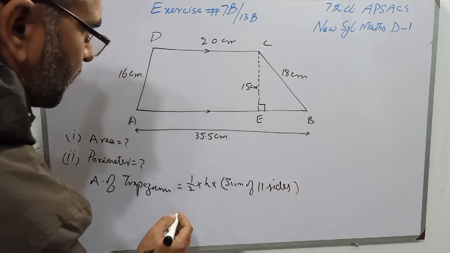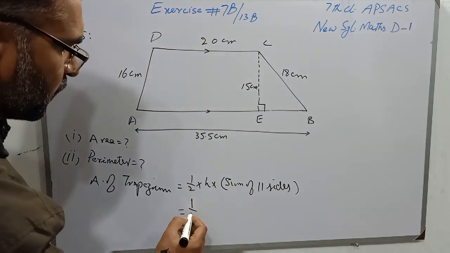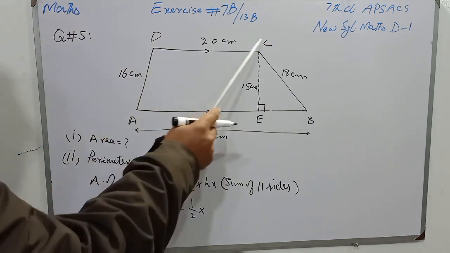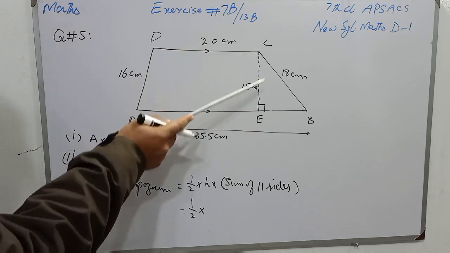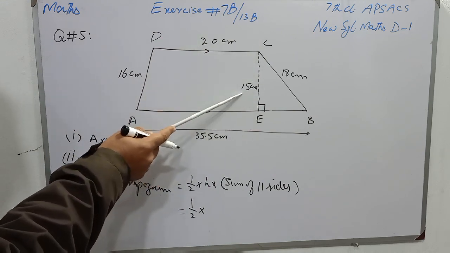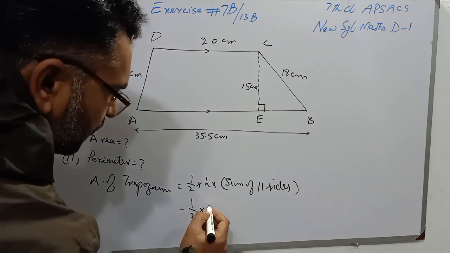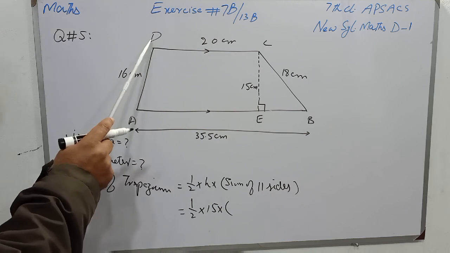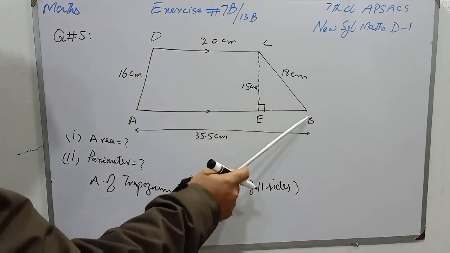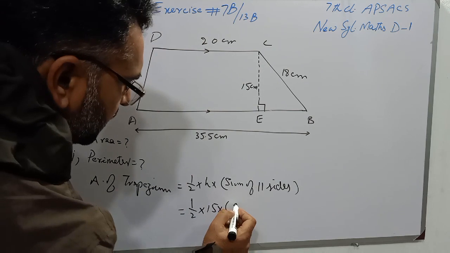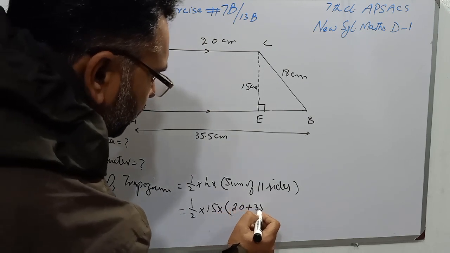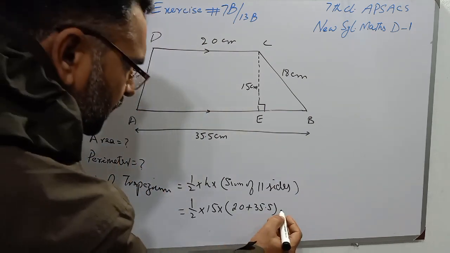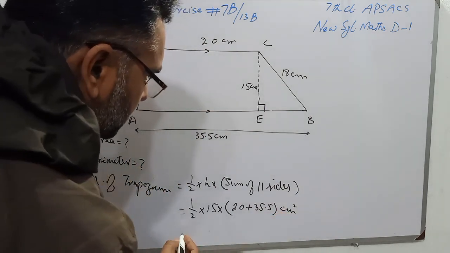Now students, values will be replaced. 1 over 2 multiplied by, these two lines AB and DC are parallel lines, so CE is the height and its value is 15. So I will write 15 multiplied by parallel sides DC and AB, so I will write 20 plus 35.5, and all the measurements are in centimeter, so area will be in centimeter square.